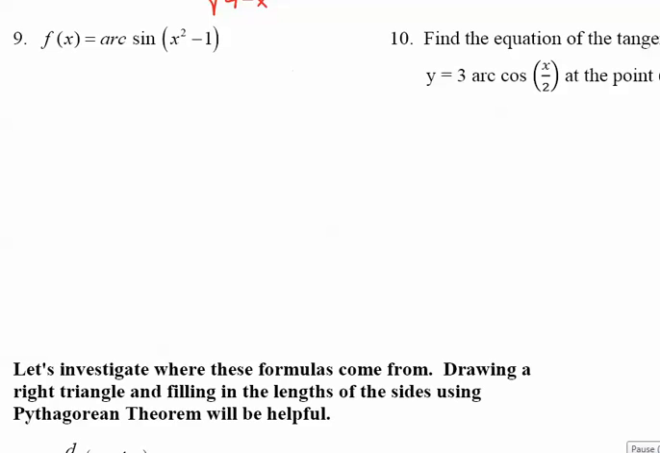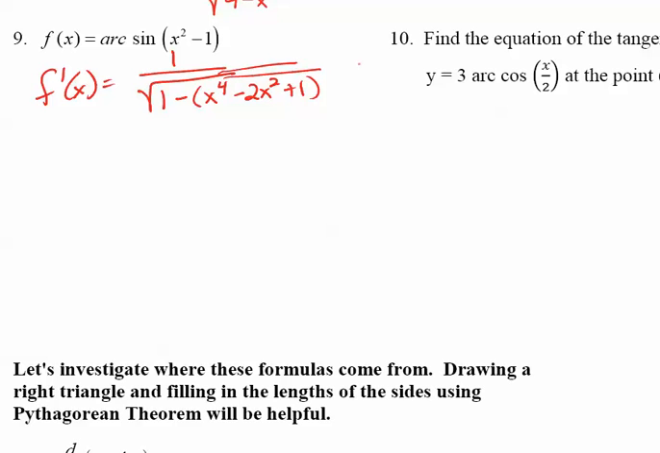All right, we're continuing on assignment 311 here, picking up with question 9. So our derivative of an arc sine is 1 over the square root of 1 minus that glob squared. So I'm going to square it right away. That binomial squared, x to the fourth minus 2x squared plus 1. And then times our chain rule on the glob will be a 2x.